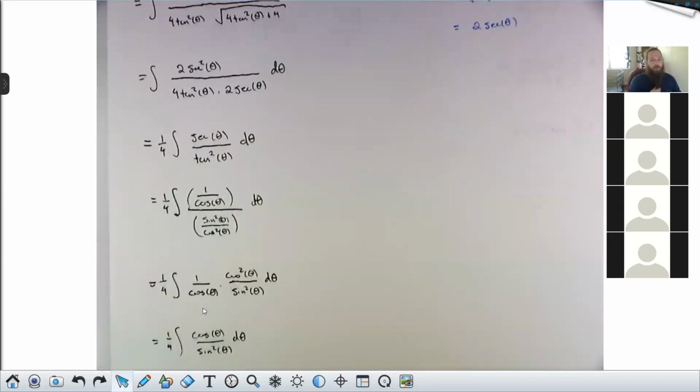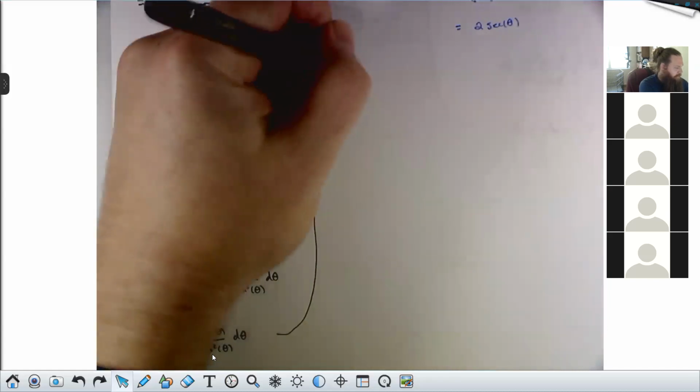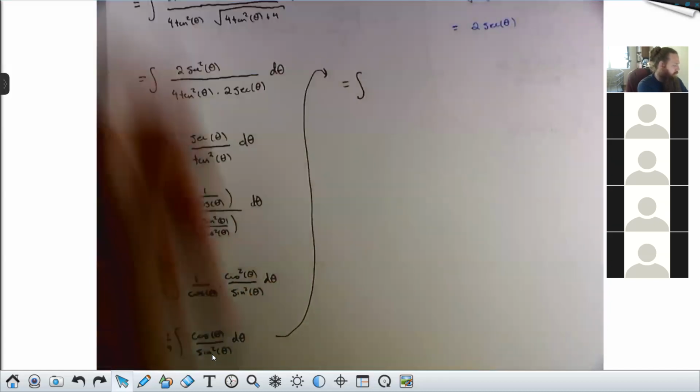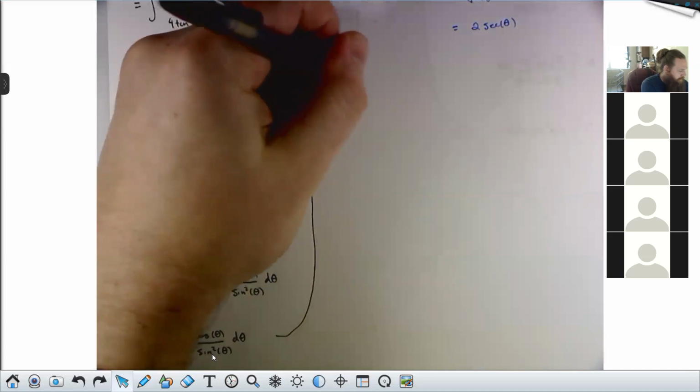And I'll tell you, there's more than one way to skin this cat. One way of looking at this, my preferred way of looking at this, is as cosecant theta times cotangent theta. I like that. Right? 1 over sine is cosecant. Cosine over sine is cotangent. This is different than how your book does it. You can also do this with a little u sub. Oh, I forgot the 1/4.